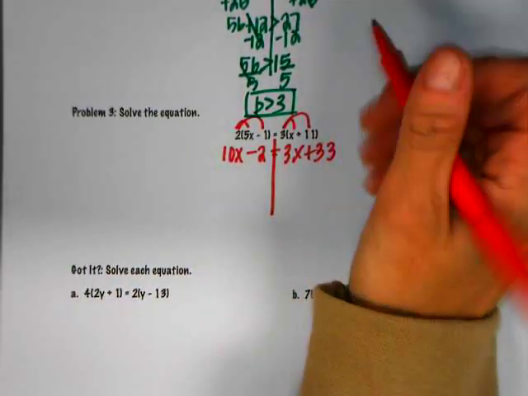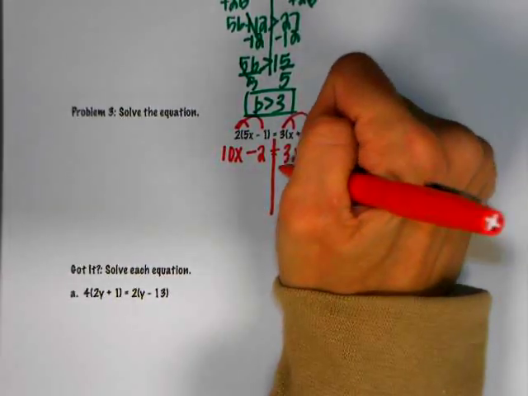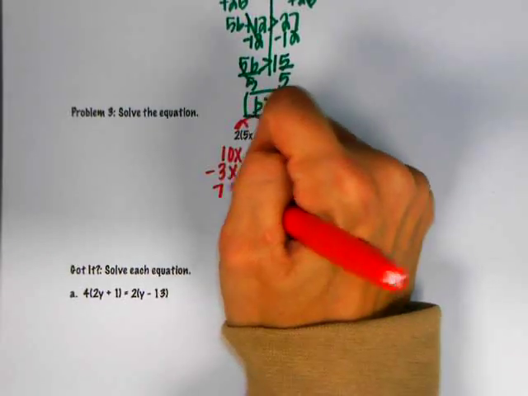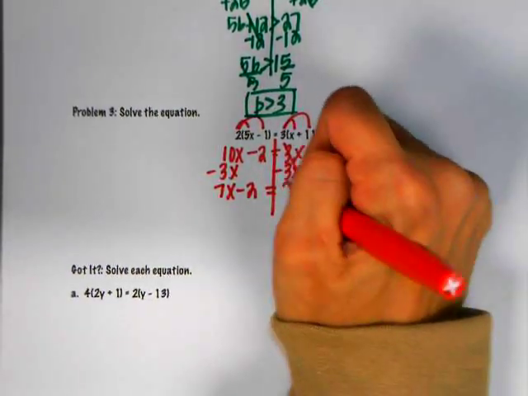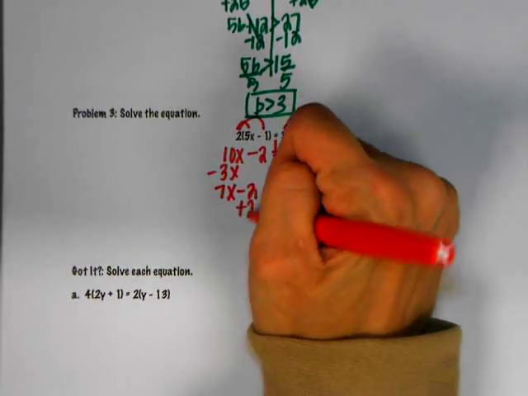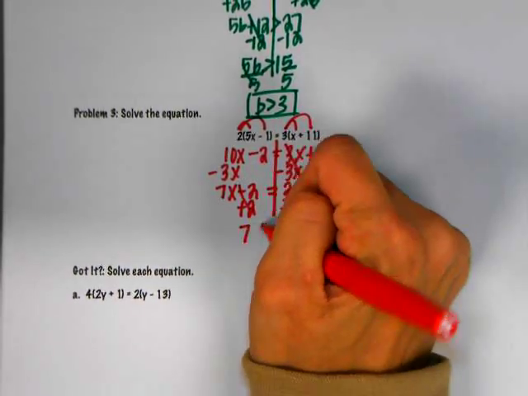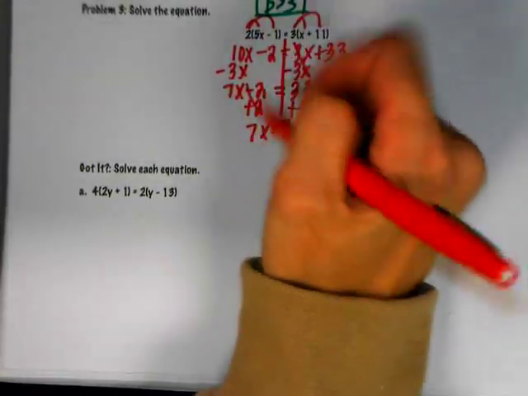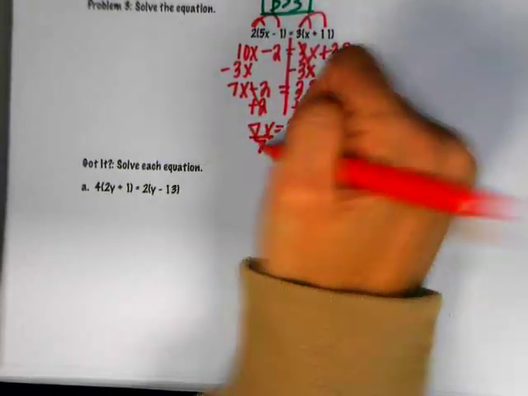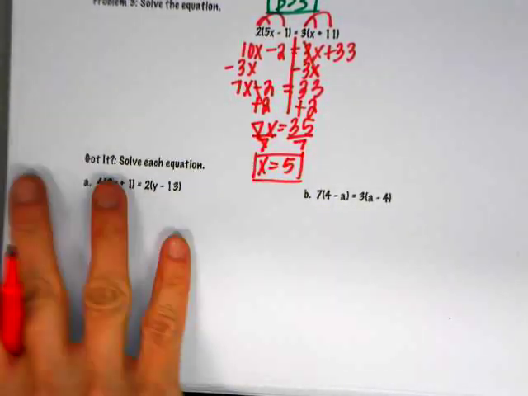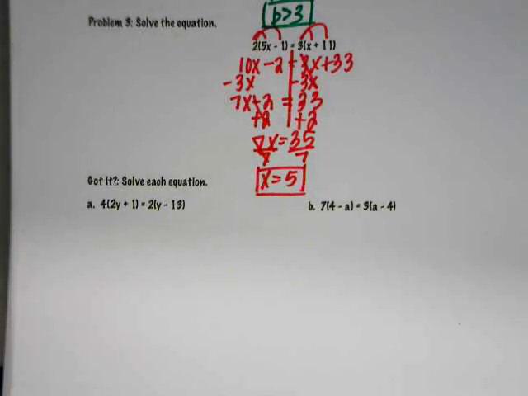Okay. So now how do I move the 3x over? Yeah, minus 3x. So I get 7x minus 2 equals 33. Okay, then what? Yeah, plus 2. 7x equals 35. And then divide. So you get x equals 5. All right, any questions on that?